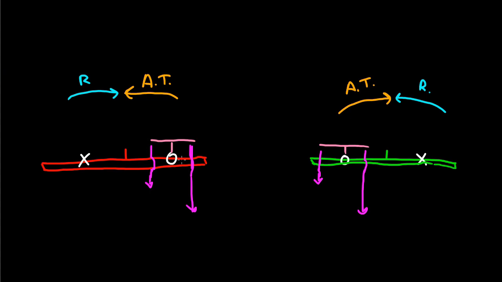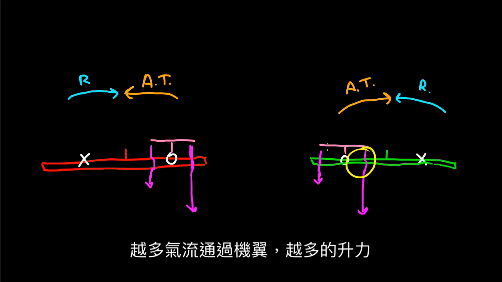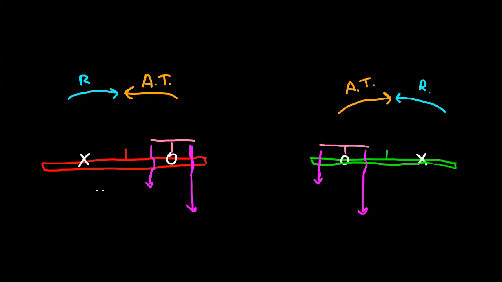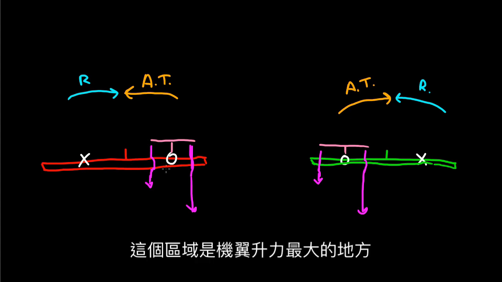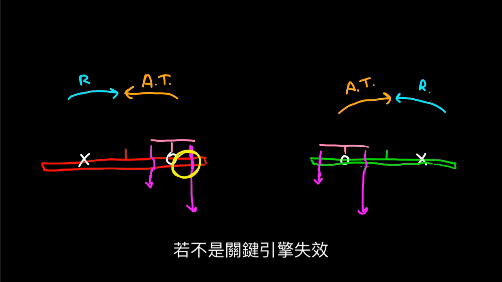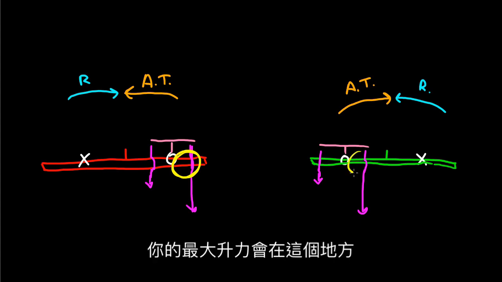As you can see, more airflow going over a wing, well, means more lift. That's pretty basic. Similarly over here, more airflow over a wing means more lift. What you're going to have in the left engine failure, the critical engine failure, is you're going to have the zone of maximum lift occurring somewhere about here. Whereas on the non-critical engine failure, you're going to have the zone of maximum lift occurring somewhere around here.